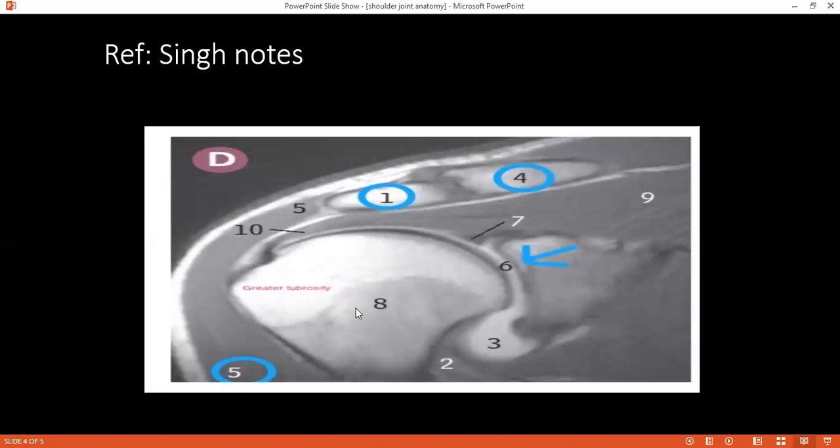What is eight? Eight is the head of humerus. What is six? Six is the glenoid labrum. Seven is the labrum. Six is bone and seven is the cartilage. Okay, what is nine, please? Nine is the supraspinatus muscle. Okay, 10, please. 10 is the supraspinatus tendon.